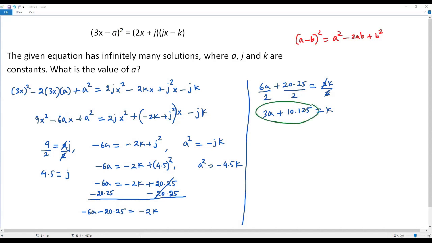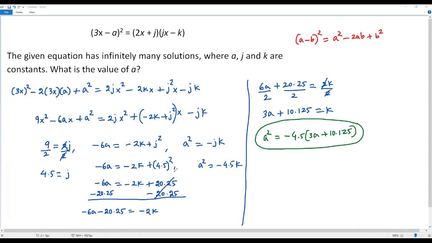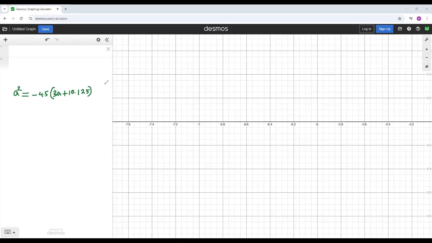Now let me plug in this expression for k in this equation. Then we get a square equals negative 4.5 times, for k we can plug in this expression, then I'm getting 3a plus 10.125. Actually, it is a quadratic equation in terms of the unknown a. Now we can use Desmos graphing software to solve for a in this equation. Okay, now let me go to Desmos graphing software. Here we have a Desmos graphing calculator, and I want to solve this equation for a using Desmos. Okay, when I want to solve this kind of implicit equation using Desmos, the implicit equation must contain either x or y.